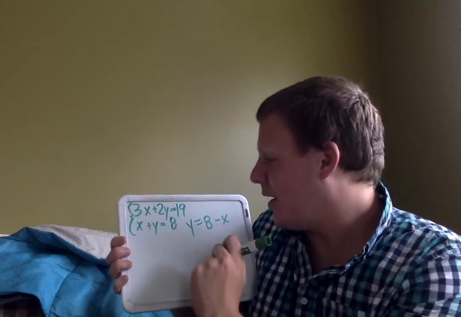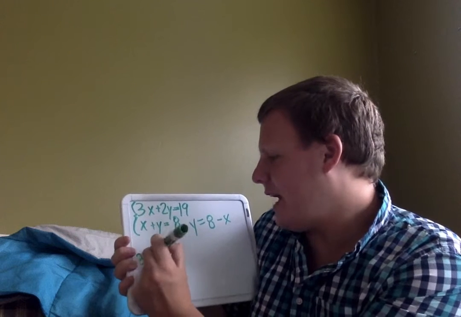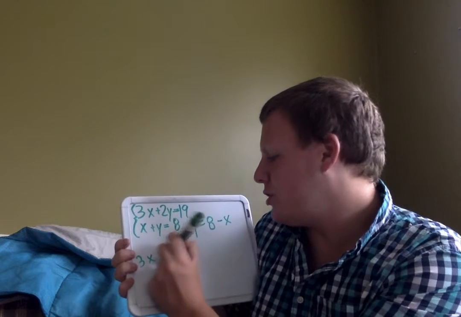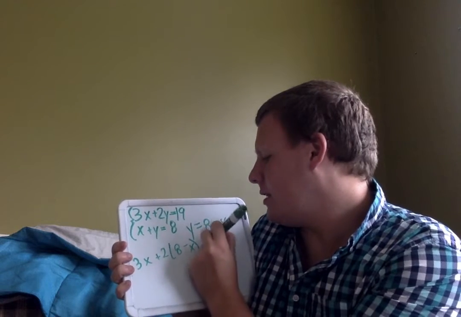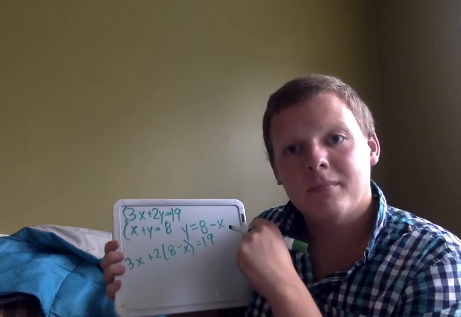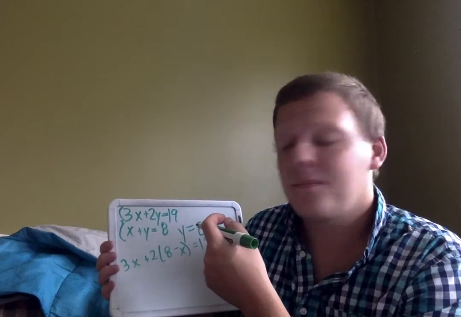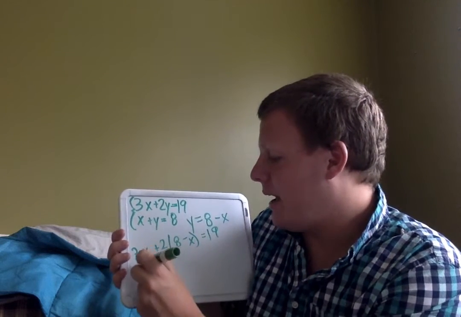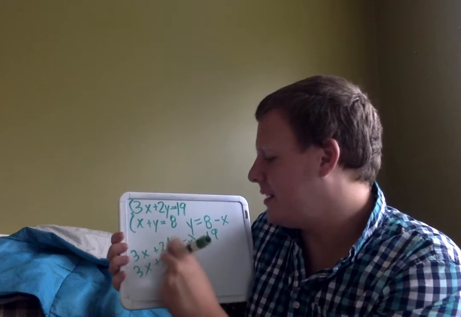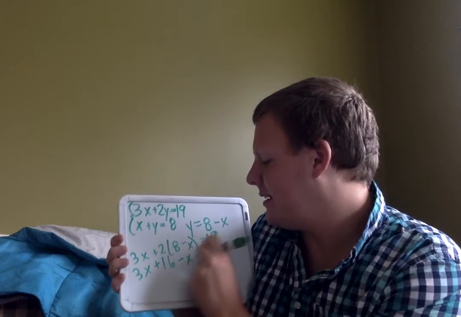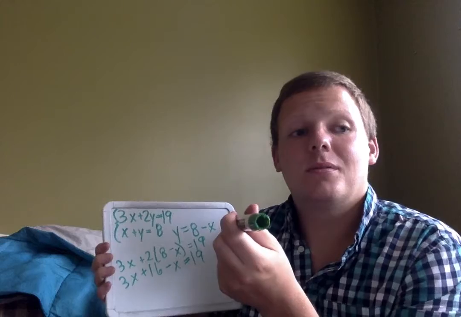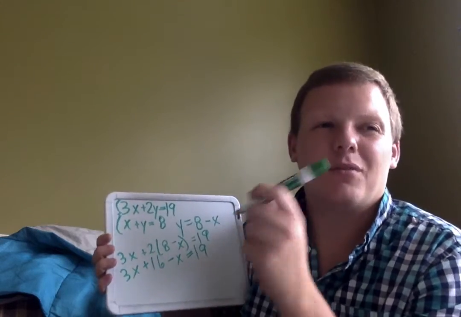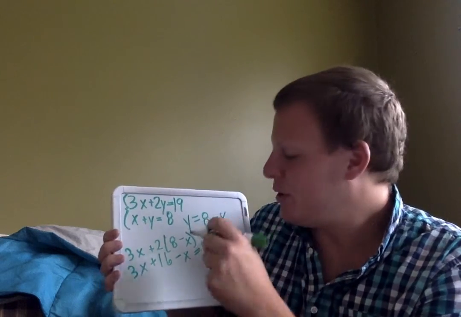Good, we plug that into our other equation, so we have 3x plus 2 times 8 minus x equals 19. What would you do next? Good, so we have 3x plus 16 minus x equals 19. Close, but there's one issue you made right here with your distribution.